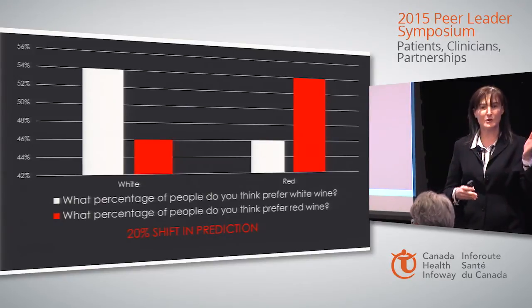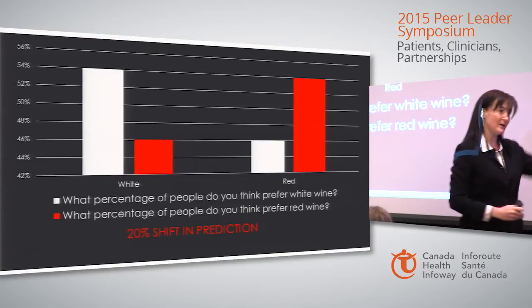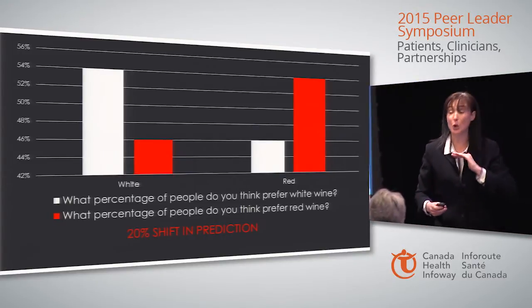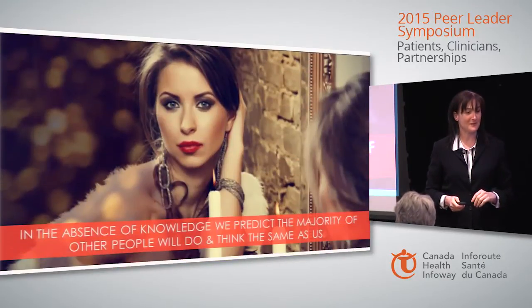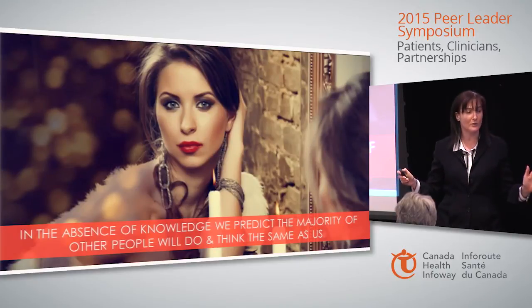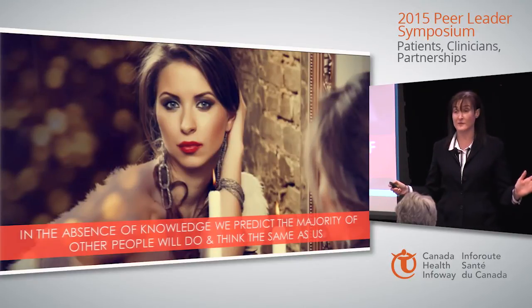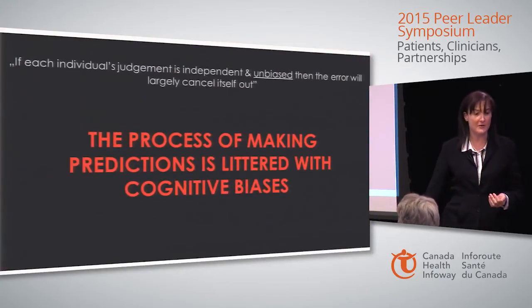Just by saying red or saying white, those who heard red had red come higher, and when I said white, white came higher. So it's dangerous, the way in which you ask a question. In the absence of knowledge, when we don't know, and we just predict that the majority of other people will do and think the same as us, is very, very dangerous.